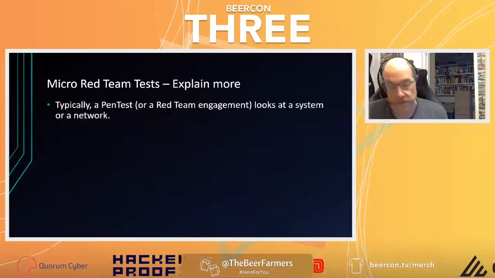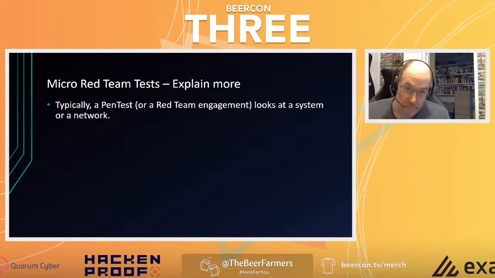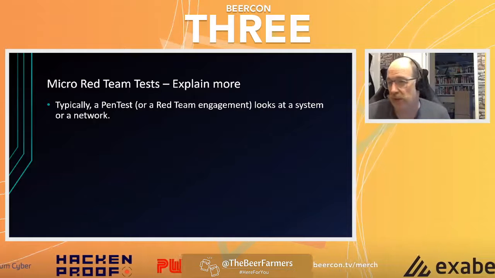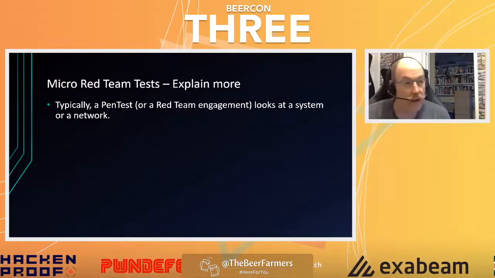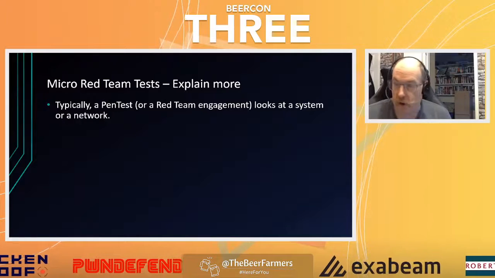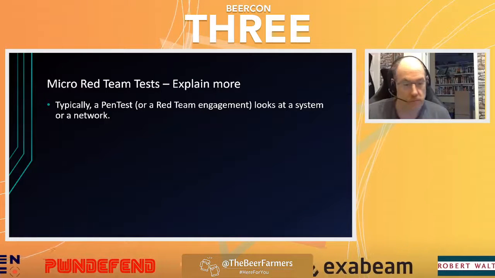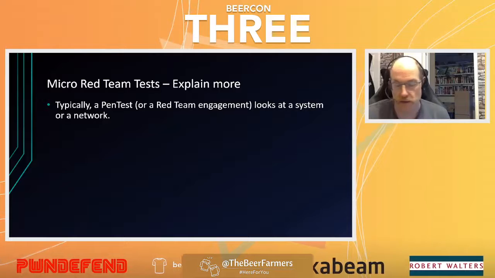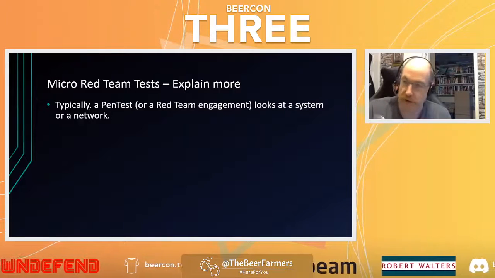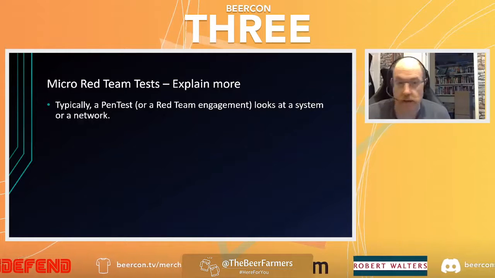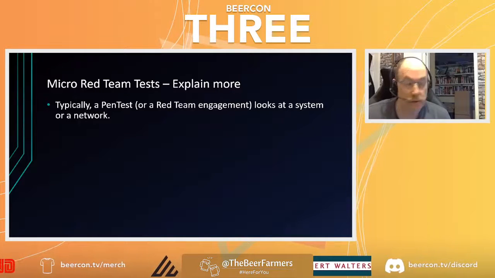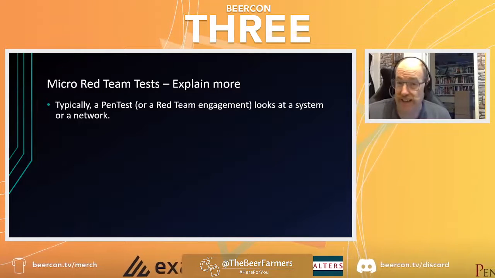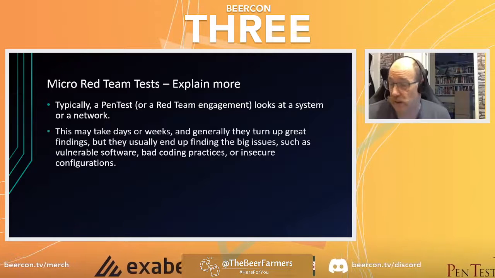So if I just explain a bit more, a typical red team engagement, a pen test, looks at a system, a network, and invariably you've got to get something. So maybe they want you to get credit card data. They say, well, we've put this flag file on your credit card server. Can you get to it? Alternatively, a pen test might be, can you break this app? They're all really good. They can take days and weeks, and they do find good findings.